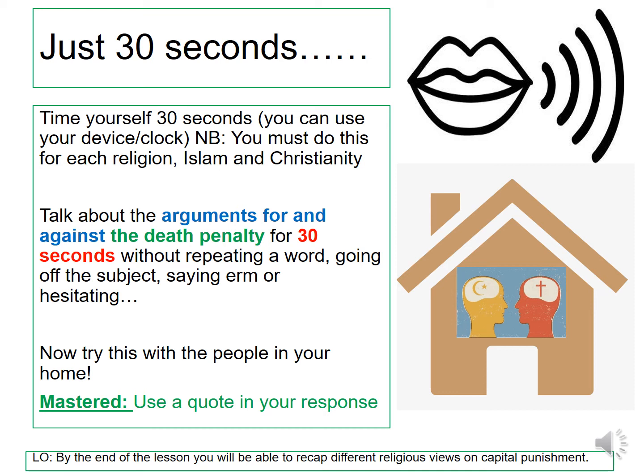So your plenary is just 30 seconds. You are going to time yourself 30 seconds. So you can use your phone or a watch to discuss either Islamic or Christian attitudes to the death penalty. Now your master task is to use a quote in your response, and you are going to do this without repeating any words, going off topic or hesitating. Once you have done that and perfected your 30 seconds, you can go and try it with other people in your household to show your opinion and show your learning.